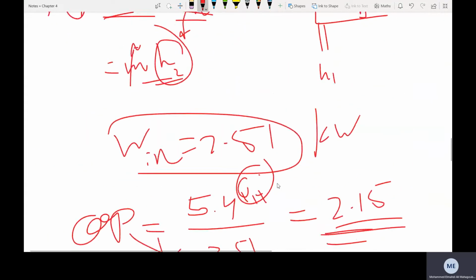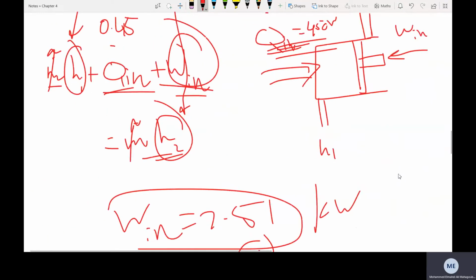Even though maybe we will not be able to reach it, because we have some isentropic efficiency of the compressor and some isentropic efficiency basically in the compressor.